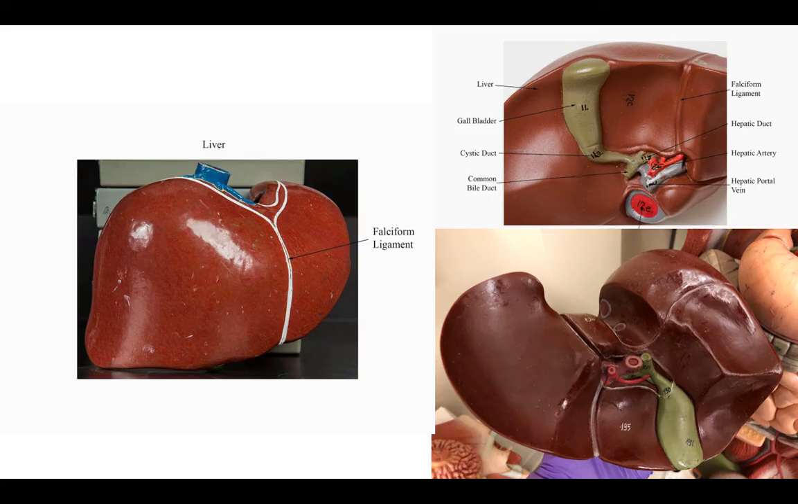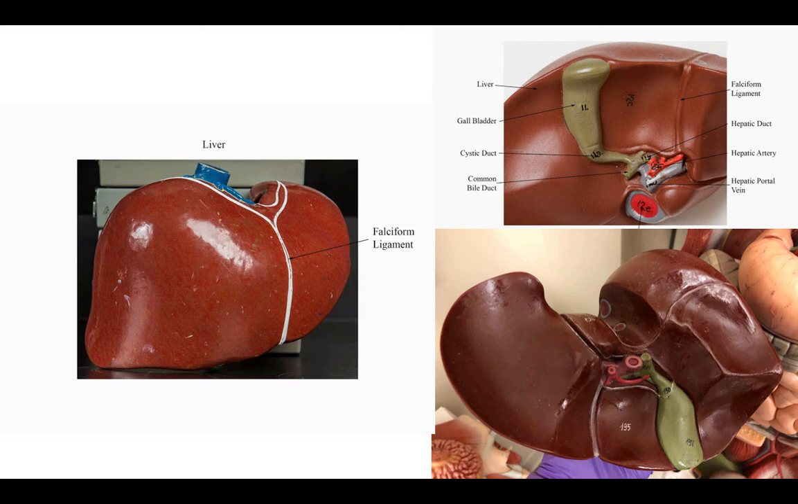So again, just as a reminder, as bile is produced from the liver, it's going to move into this hepatic duct, and then it can go straight into the common bile duct and then into the duodenum, or it can go from the hepatic duct back into the cystic duct, into the gallbladder, and then eventually be released out the cystic duct, common bile duct, and into the duodenum. Okay. So just some interesting information there.